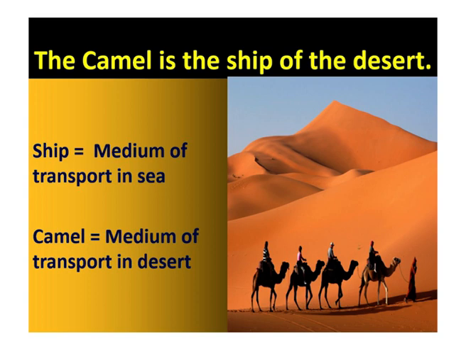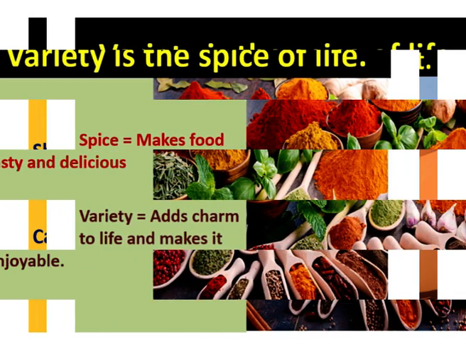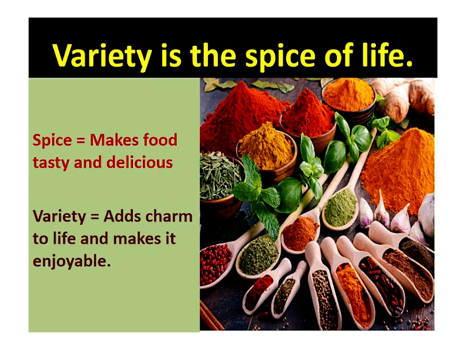Let us now look at the second example. The second statement reads, variety is the spice of life. See, as spice makes our food tasty and delicious, similarly, variety also adds charm to life and makes it more enjoyable. So here is an implicit relationship or implicit comparison between spice, which makes food healthy and tasty, and variety, which makes our life more enjoyable.